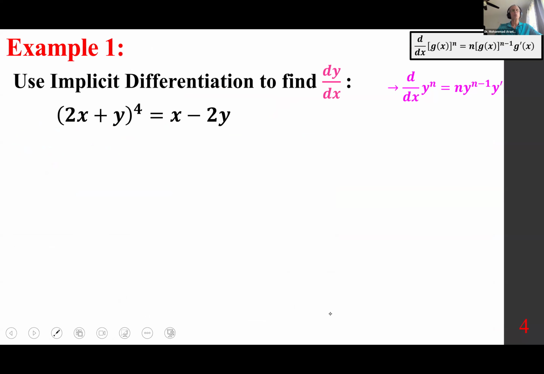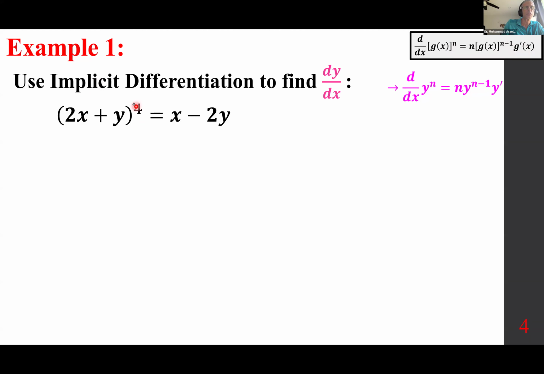All right, let's start with implicit differentiation. We want to find dy/dx, where (2x plus y) to the power of 4 is x minus 2y. So reminding you of the extended power rule, we're going to look at the very first piece. The derivative of g of x to the power of n is n g of x to the power of n minus 1 g prime of x.